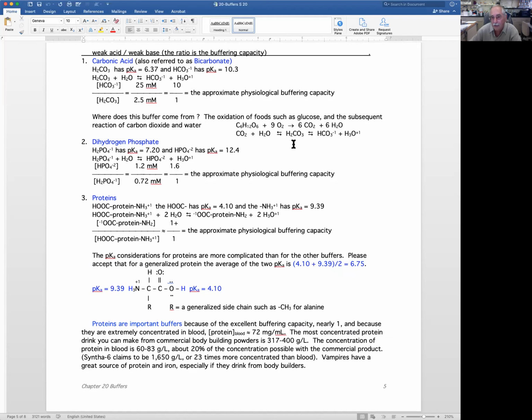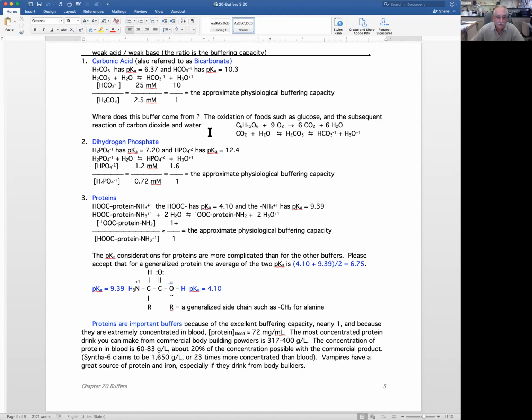And what does carbonic acid do? Well, it ionizes to give you hydrogen carbonate and hydronium ion. As we'll see in a few minutes, of the 3 buffers that are important, this is the only one that you control. You control this by your breathing rate. You can control how much CO2 is in your body.